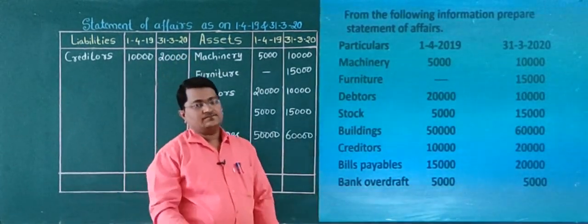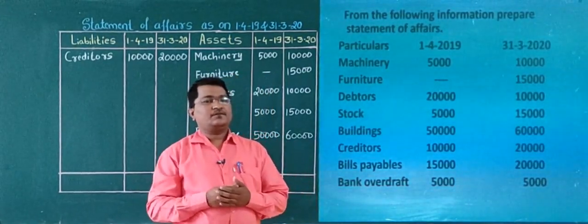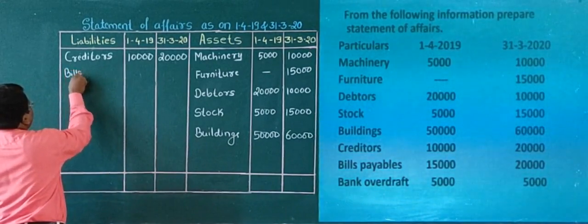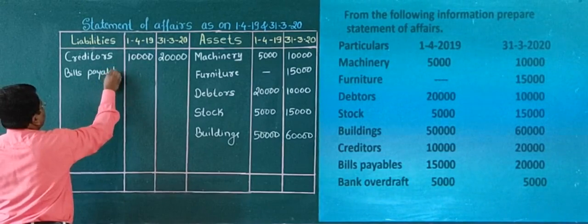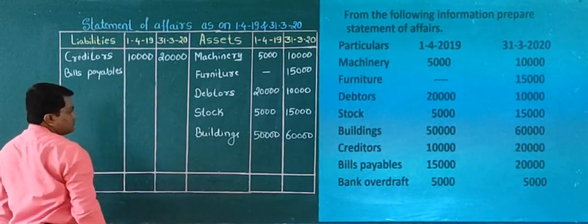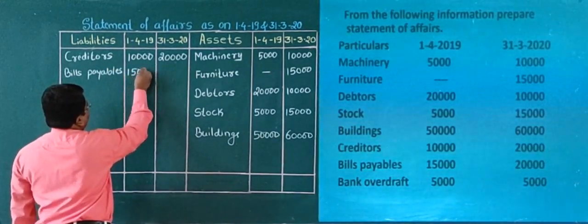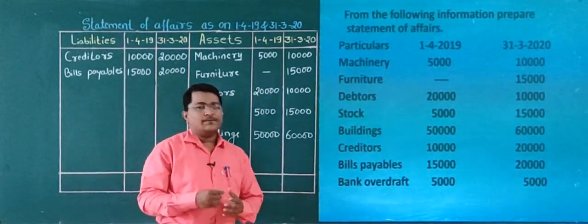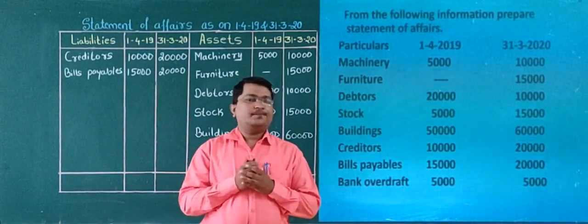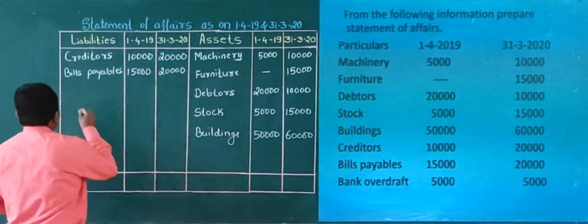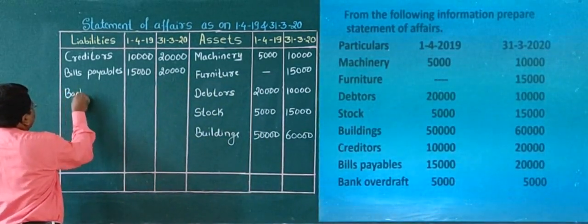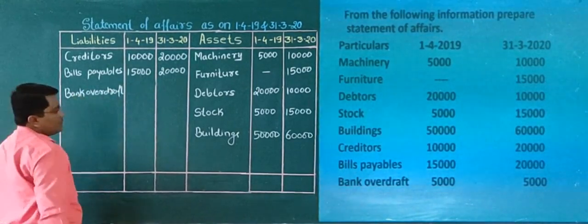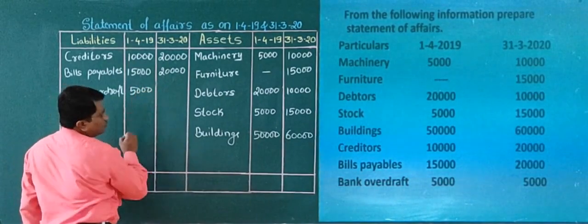Next, bills payable. Is bills payable an asset or liability? Liability itself. So we record it also at the liability side, that is bills payable, right? What's the opening balance? 15,000. Next, closing balance 20,000. Last one is bank overdraft. Is bank overdraft an asset or liability? Liability itself. So we record it at the liability side, bank overdraft. What is the opening balance? 5,000, closing balance 5,000.